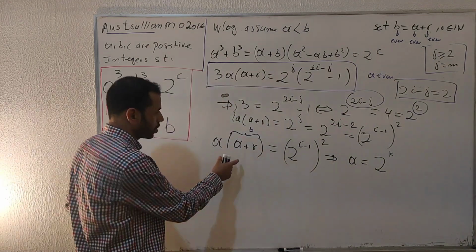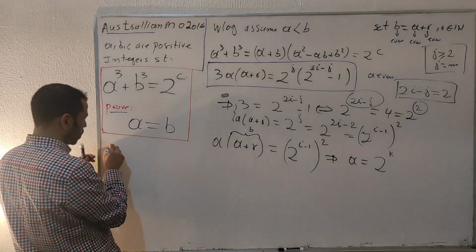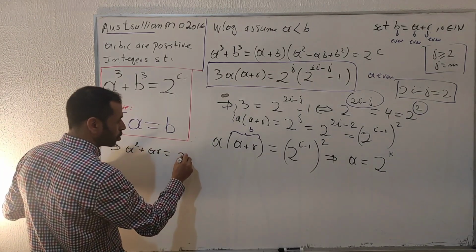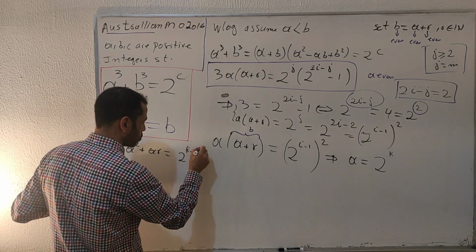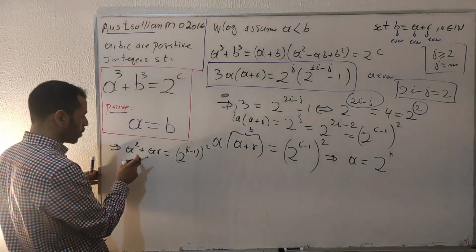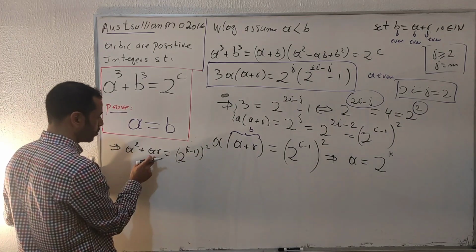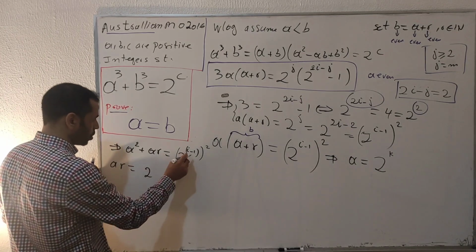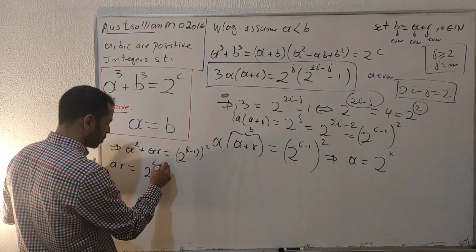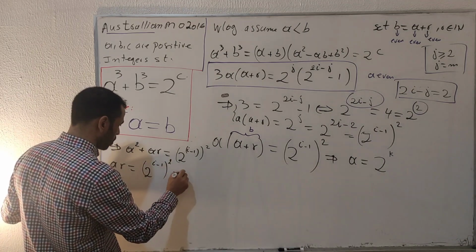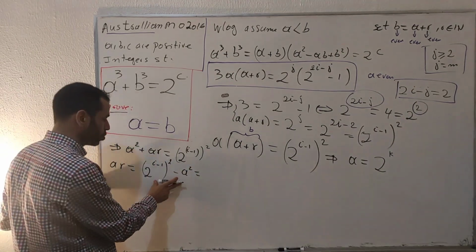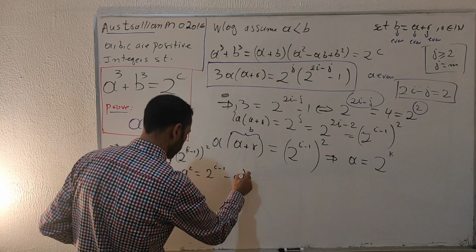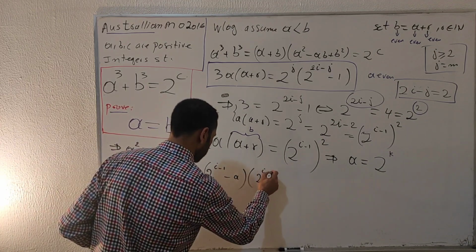At the same time I'm going to distribute this one, so I get here a squared plus ar equals 2 to the i minus 1 quantity squared. Then I'm going to move this a squared over to the right and leave ar on the left. So we'll have ar equals 2 to the i minus 1 quantity squared minus a squared. So I have a difference of 2 squares. I'm going to factor this one as a product. I will get 2 to the i minus 1 minus a, factor 2 to the i minus 1 plus a, like this.